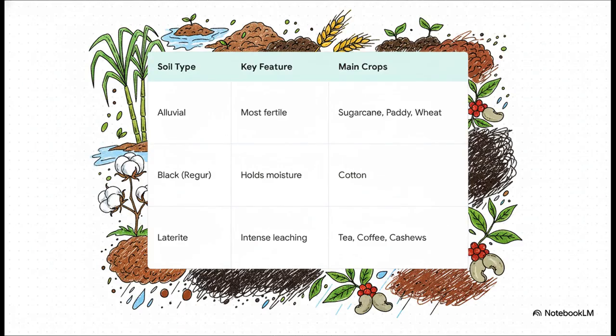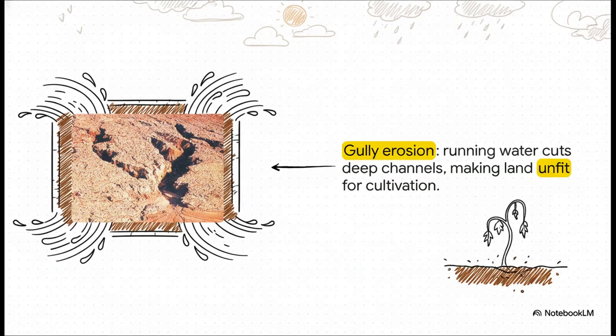This table is excellent for a quick revision. Let's see. Alluvial soil is our most fertile soil, and it's ideal for sugarcane, paddy, and wheat. Black soil, which is also known as Ragur soil, is excellent at holding moisture and is just perfect for growing cotton. And then we have laterite soil, found in areas with heavy rainfall, which is suitable for crops like tea, coffee, and cashew nuts.